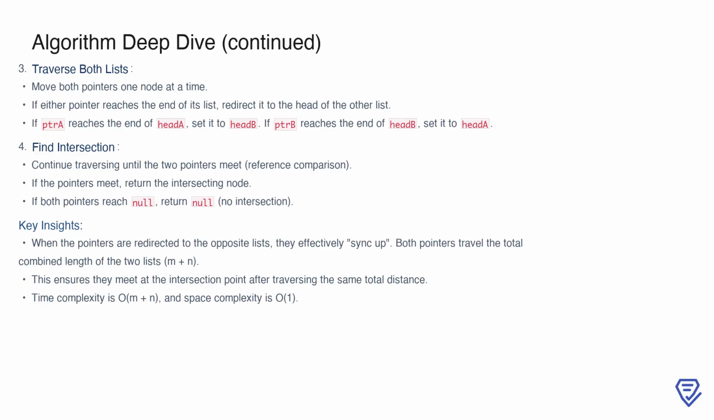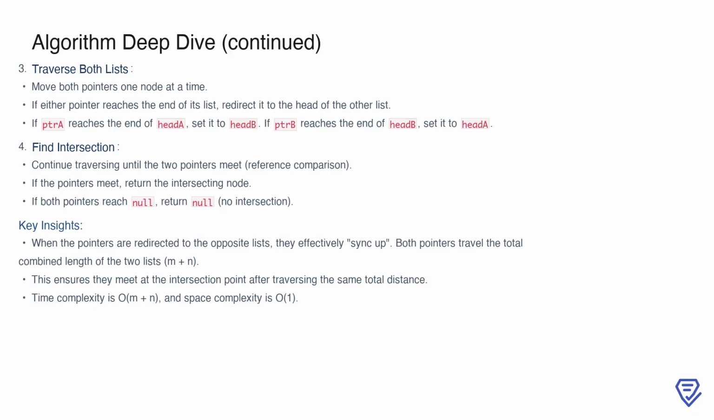Each pointer moves one node at a time. When a pointer reaches the end of its list, it's redirected to the head of the opposite list. For example, if PTRA reaches the end of head A, it is set to head B, and similarly, if PTRB reaches the end of head B, it is set to head A. This redirection ensures that both pointers traverse an equal total distance, regardless of the lengths of the two lists.